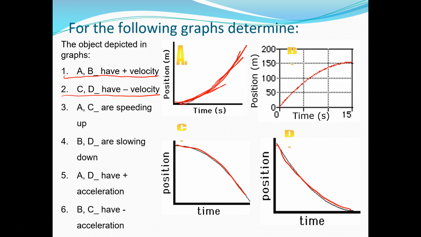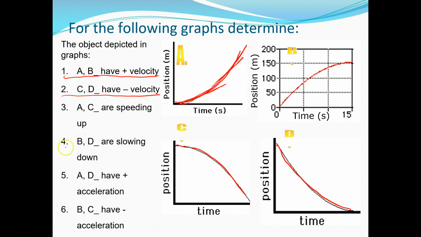We can say the same thing with C. Even though our velocity is negative, it's still getting more and more negative, which means it's getting a bigger and bigger magnitude. And that means that we're also speeding up. It's just we're speeding up in the negative direction rather than speeding up in the positive direction.